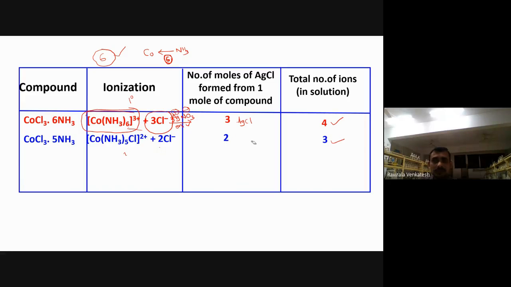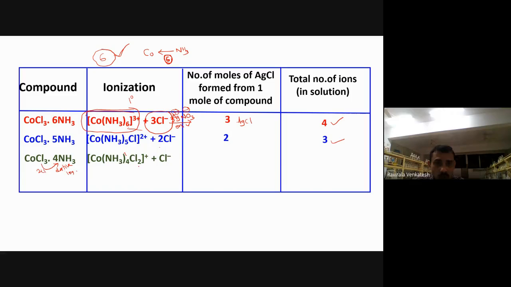We'll take one more example. CoCl3 with 4 moles of ammonia. Now the coordination number must be 6 here. So what do we do? Two chlorines are acting as dative bonds as well as ionic bonds. How to represent this one?